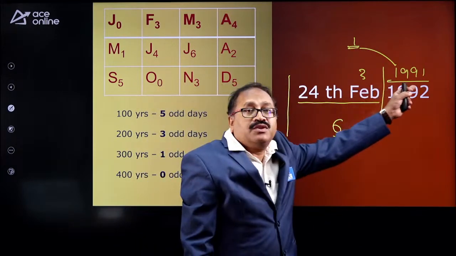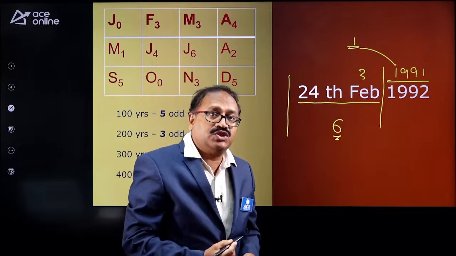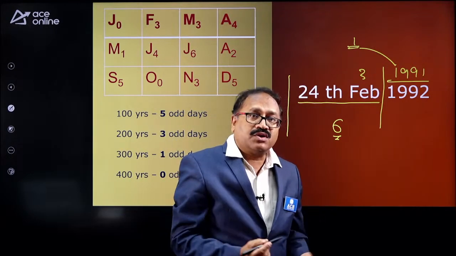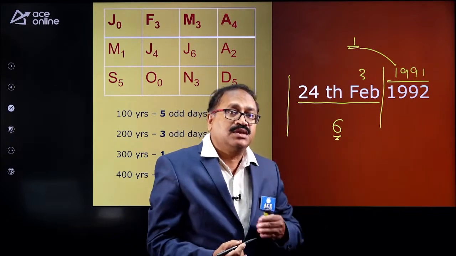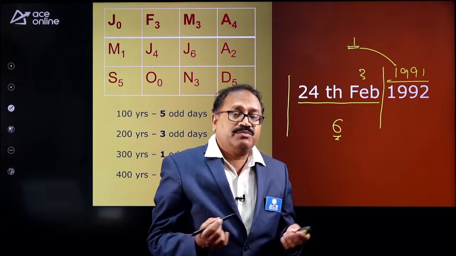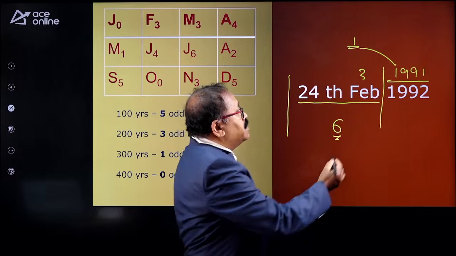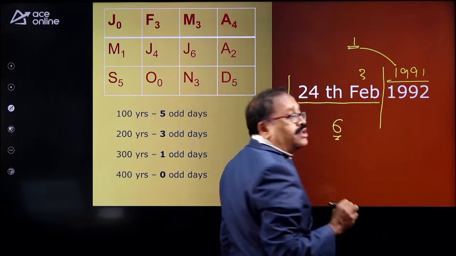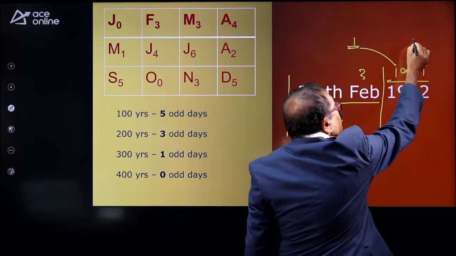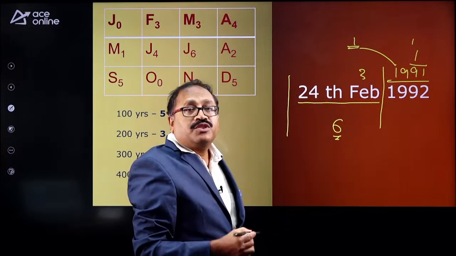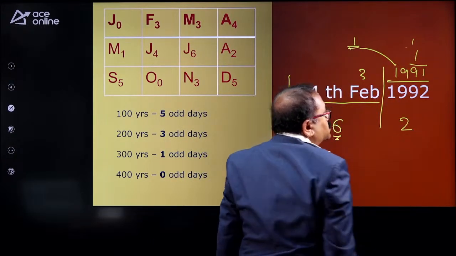For 1991, if you know that for 90 years it's 0 odd days, that list also I will share in our recorded paid class. We have all this. If you remember that 90 years has 0 odd days, then 1 year will have 1 more odd day. That means for 91, we will have 1 more odd day. The total number of odd days will be 1 plus 1, I get 2 odd days.